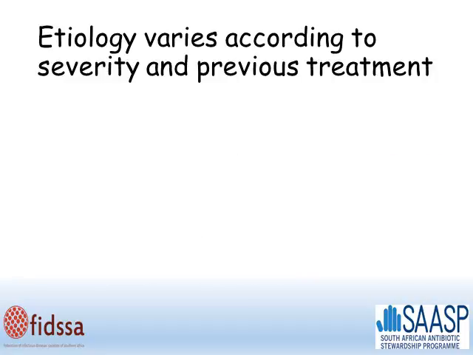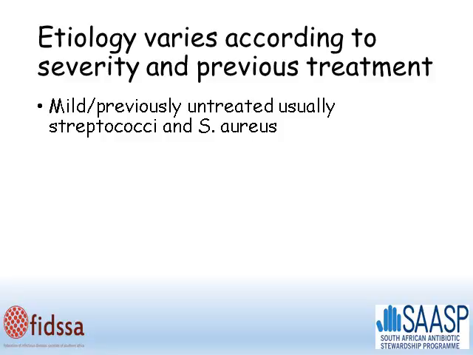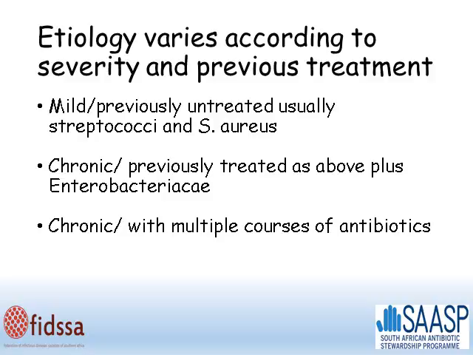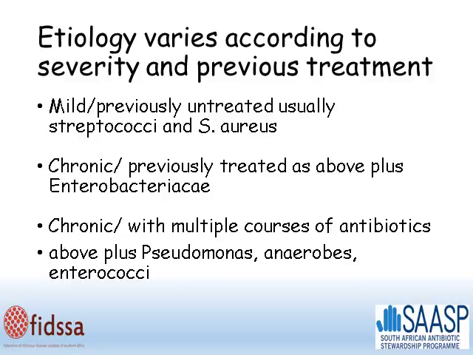The etiology varies according to the severity and whether there's been previous treatment. So in mild cases which are previously untreated, the causative organisms are usually Streptococci and Staph aureus. But in chronically infected diabetic feet or patients who've had previous treatment, in addition to Streptococci and Staphylococci, there may be Enterobacteriaceae. And in patients who've got chronic diabetic feet with multiple courses of antibiotics, in addition, they may be infected with Pseudomonas or anaerobes or Enterococci.